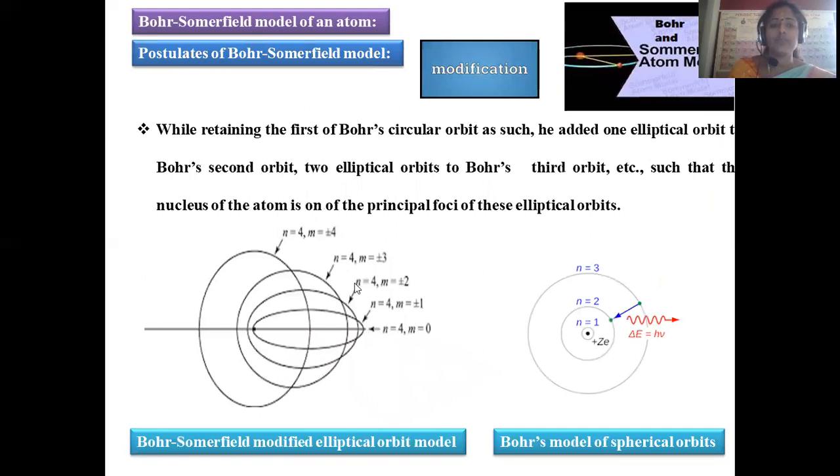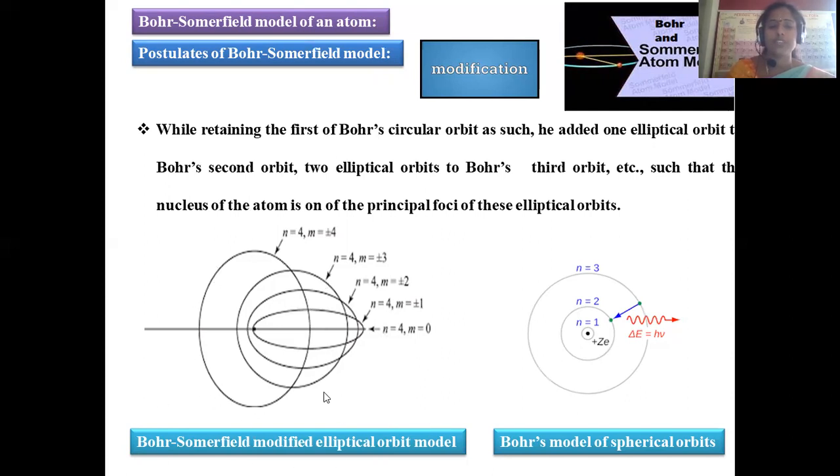The next postulate is that the first Bohr circular orbit is retained as such. The first circle, n equal to 1, remains as it is. He added one elliptical orbit in the second shell and two elliptical orbits in the third, with the nucleus of an atom at the principal focus of the elliptical orbits. Principal focus means that the nucleus will be in the central part. From this nucleus, the orbits are enlarged or elongated in such a manner that the sphere is elongated and becomes an elliptical orbit.